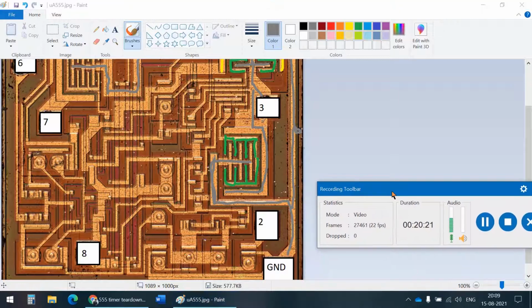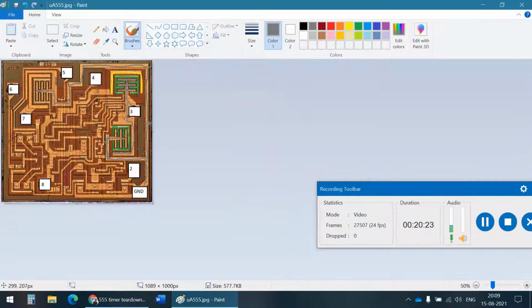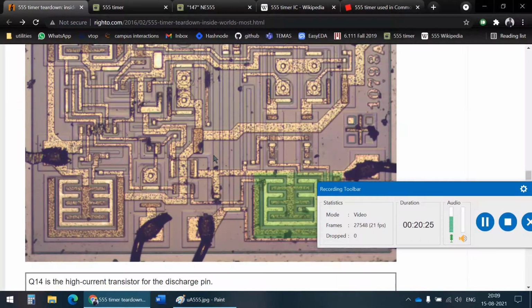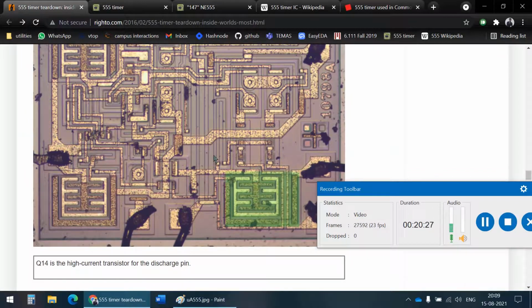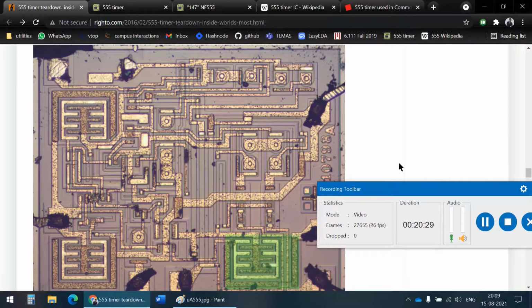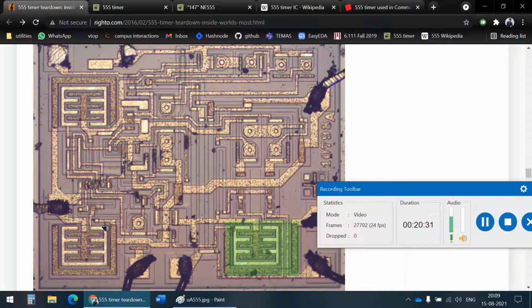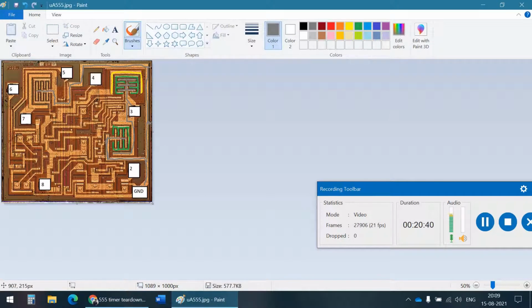Now let's look at the differences, if you want, between this die shot and this IC. Let me zoom out a little bit. There you go. You can see it's quite different. The three are placed like this. These two are the output, and this is the discharge. Here, these two are the output, and this is the discharge. So, okay, yeah, we seem to have got that.